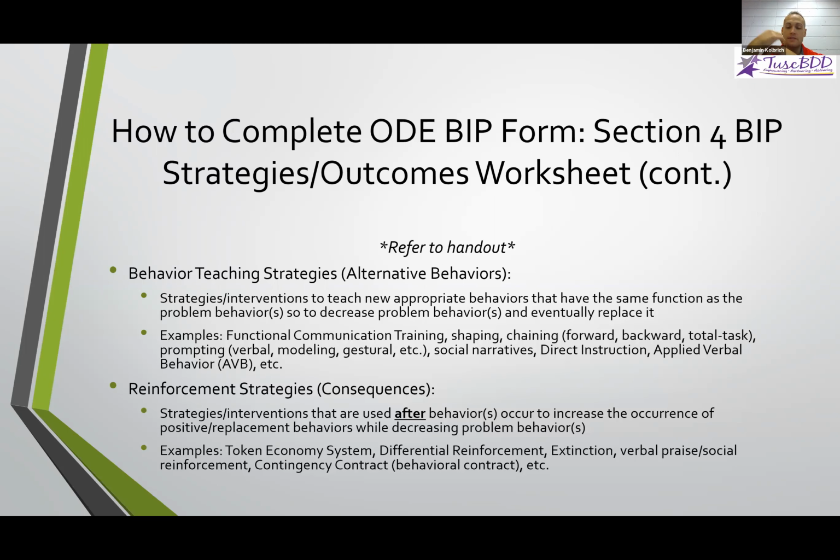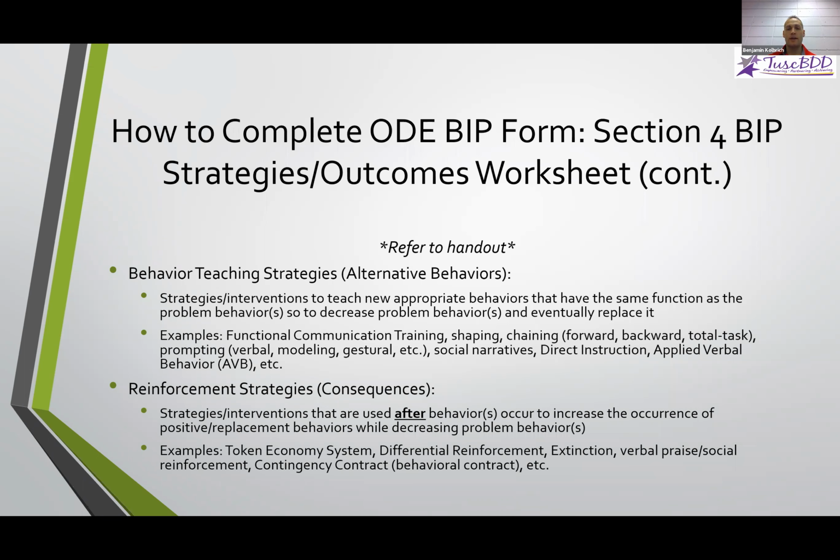Verbal praise, that's a really easy one, of course. Social reinforcement, and then contingency contract, which is a behavioral contract. I would use that one for your older kids, higher cognitive functioning, that understand, because it's an agreement basically where the student has to engage in certain behaviors to be able to earn something. But if they don't, then they don't get whatever is in the contract. They have to engage in the positive behaviors to be able to get or earn something.